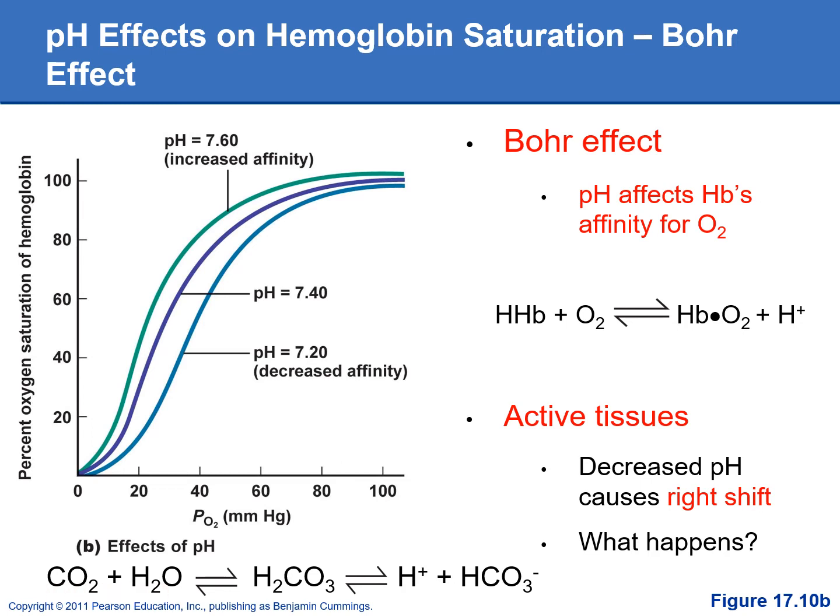So in the lungs, we're going to shift to the left, and that will increase hemoglobin's affinity for oxygen, and we're going to bind more oxygen to the hemoglobin in the lungs. So that's good because that's what we want to do. So that's the Bohr effect: pH affects hemoglobin's affinity for oxygen and will shift the curve either to the right or to the left. So it shifts to the right in the tissues, shifts to the left in the lungs.